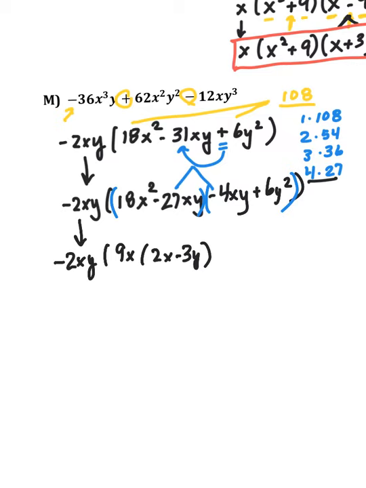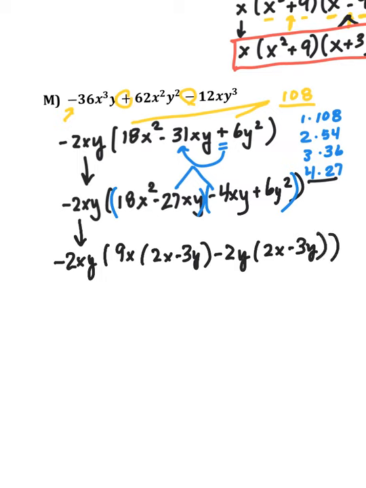In the next set of parentheses, my leading term is negative. That will come out. They're both even. A 2 will come out. And it looks like they have a y in common. So my next set of parentheses should be 2x minus 3y.